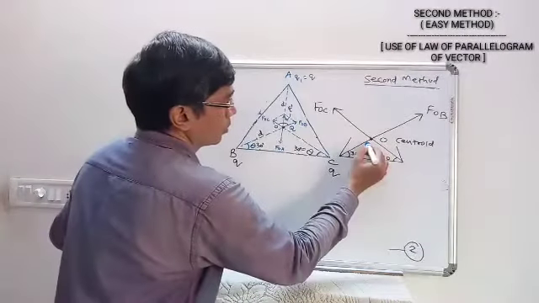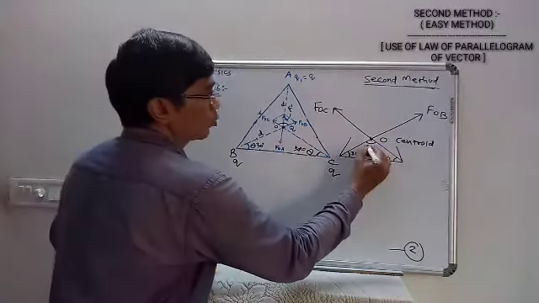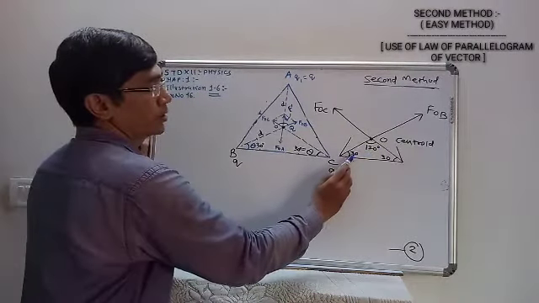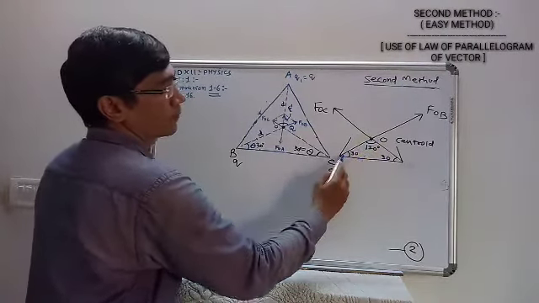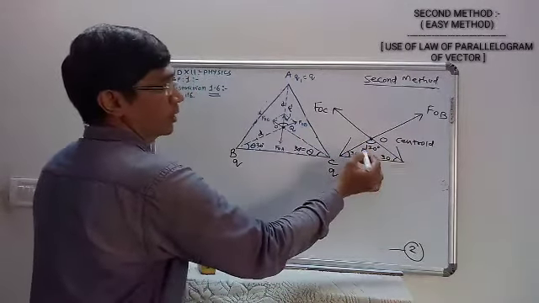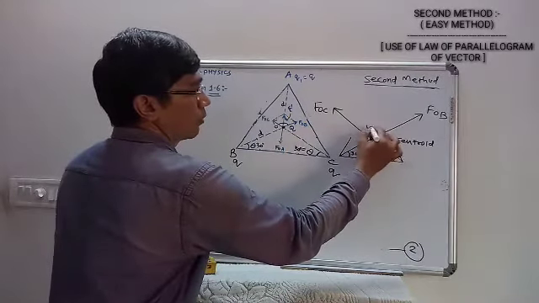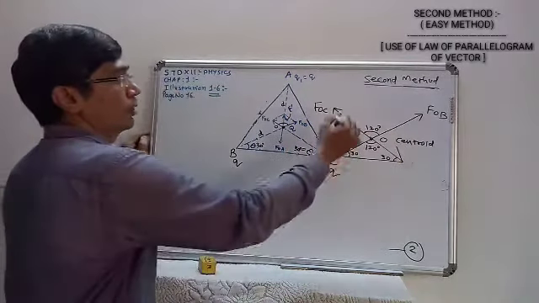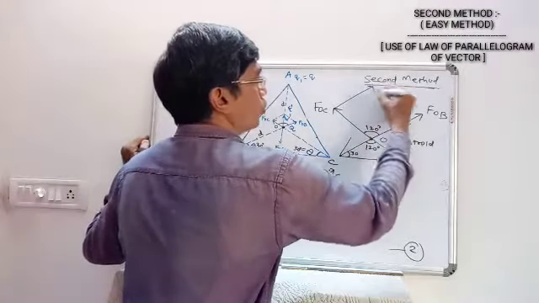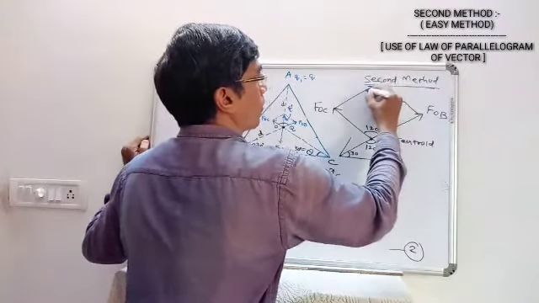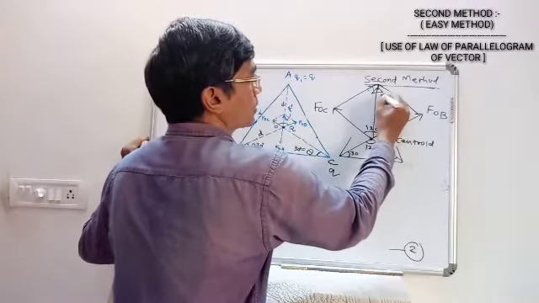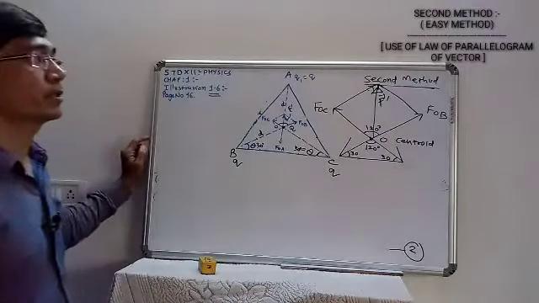So this angle O now becomes 120 degree. 120 plus 30 plus 30, that is the 180 degree. So the total angle of the triangle is 180 degree. So this angle is also 120 degree. So in this, here we are taking the law of parallelogram between these two vectors. Here we get the F dash in the upward direction.